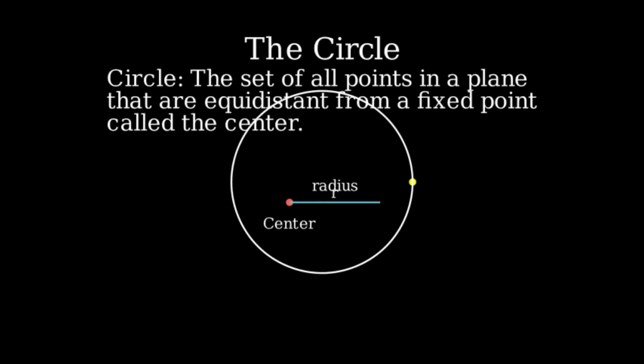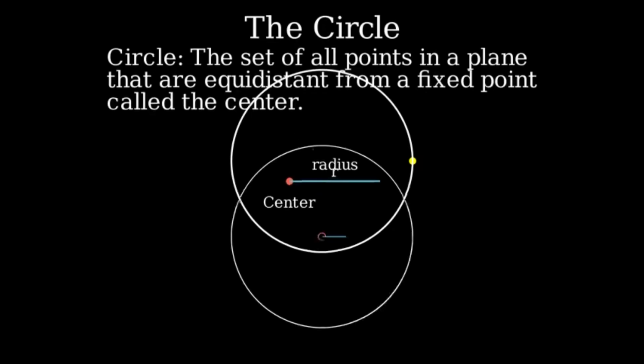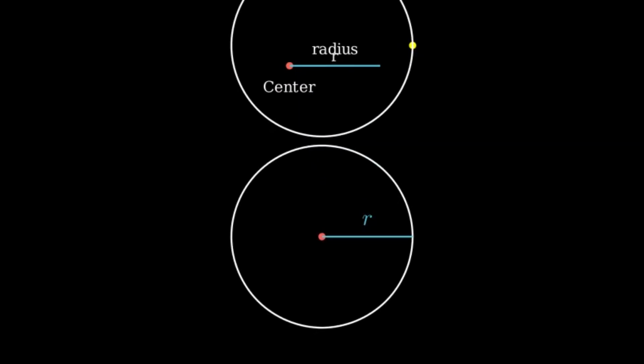Let's identify the key components of a circle. The radius is any line segment from the center to any point on the circle. The diameter is a line segment that passes through the center and has endpoints on the circle. The diameter is twice the radius. The circumference is the distance around the circle.